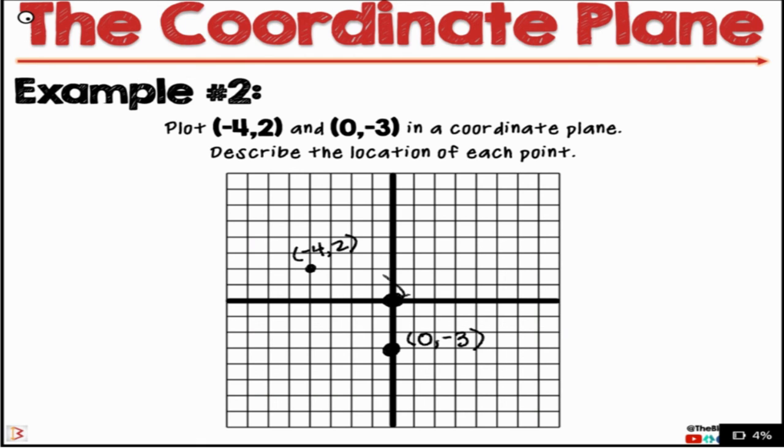Now, the question is, where are these points located? Well, -4, 2 is in the second quadrant. So this is going to be quadrant 2. And 0, -3 is not in any quadrant. However, it is on the y-axis. So describing the location, we can say on the y-axis. It's not inside any of the quadrants because it's on our vertical number line. And that's everything you need to know about the coordinate plane.